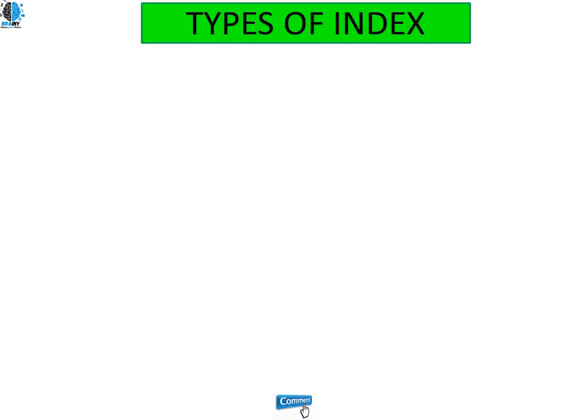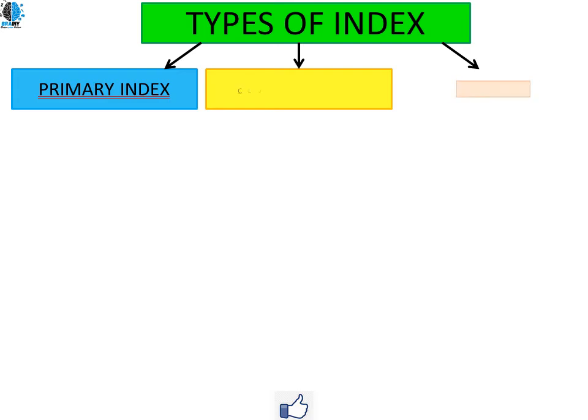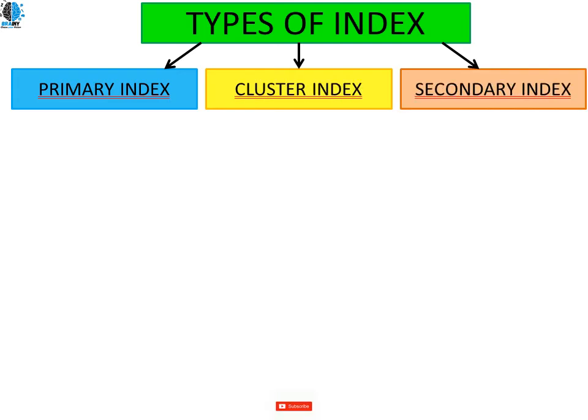Next, we have the types of index. What are the types of index? The index types are of three types. First we have primary index, next we have cluster index, and the last we have secondary index.